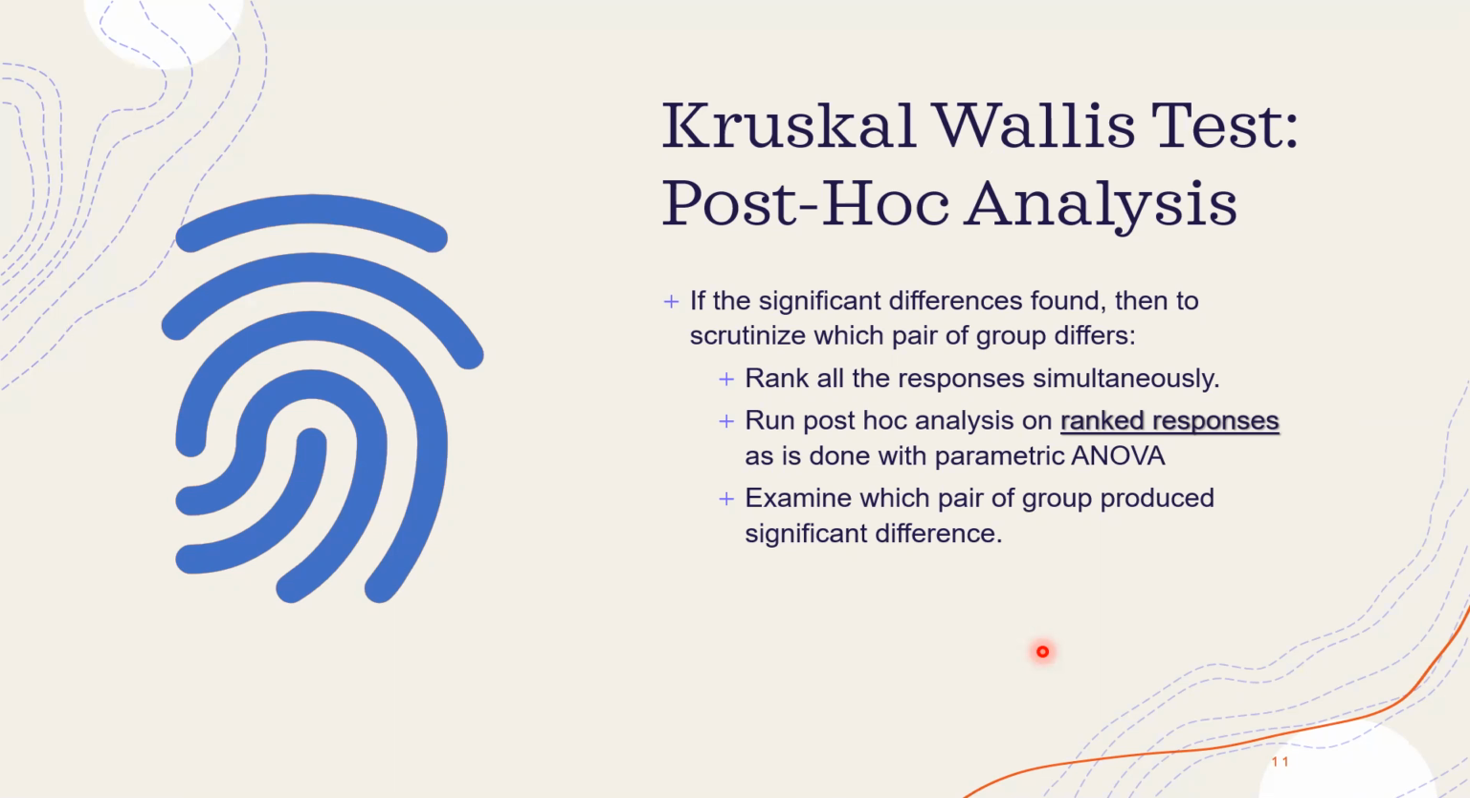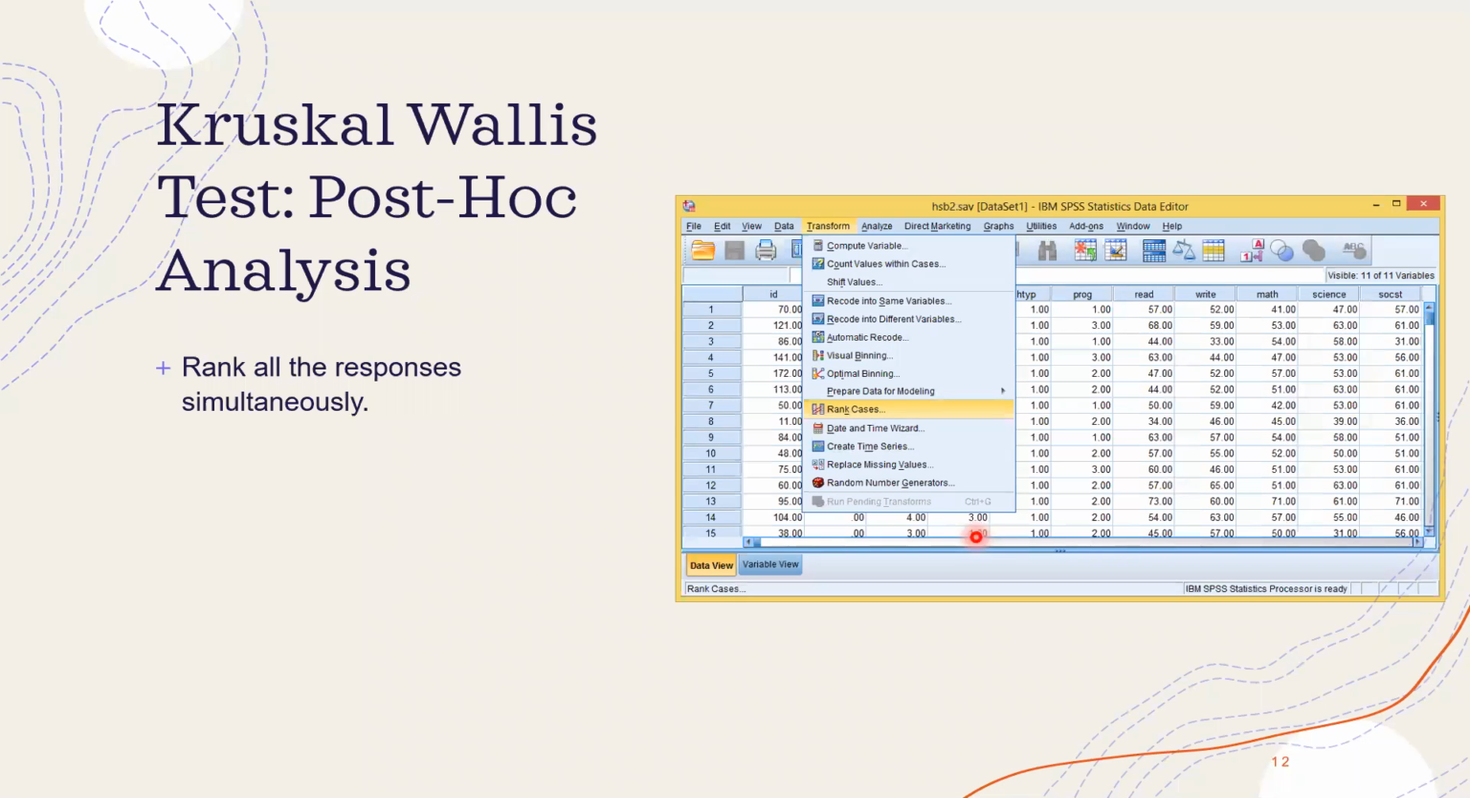But before proceeding to the ANOVA, since our writing score is a skewed variable, and ANOVA is robust only as a parametric test, first we have to rank the responses. Then we run the post-hoc analysis on the ranked responses as done in parametric ANOVA, and then we look for the pairwise comparison differences.